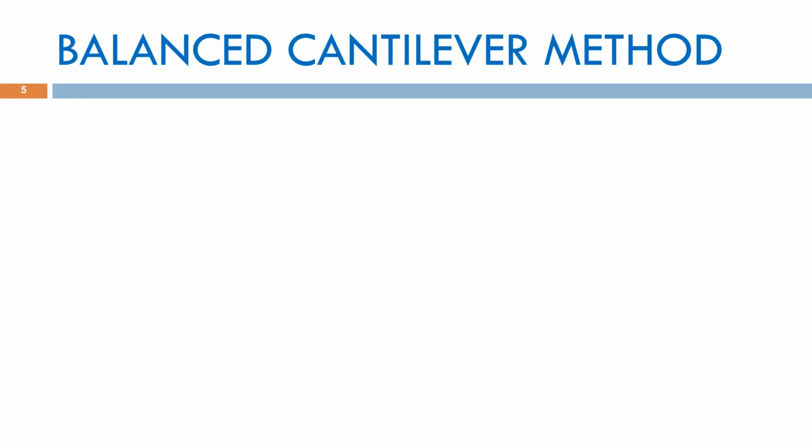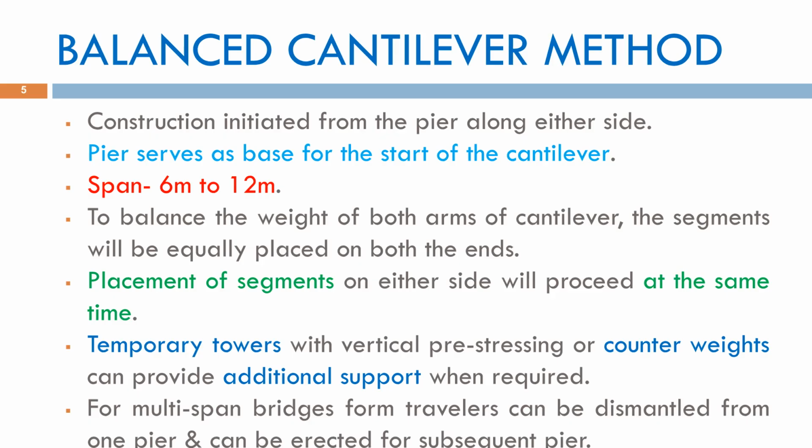The balanced cantilever method is a widely used bridge construction technique where construction begins at the pier and progresses equally on both sides. Segments of equal length are added one after another so that the bridge remains balanced throughout construction. This balanced arrangement prevents excessive bending moments and improves structural stability. Temporary towers, support frames, or counterweights may be provided whenever additional support is required.